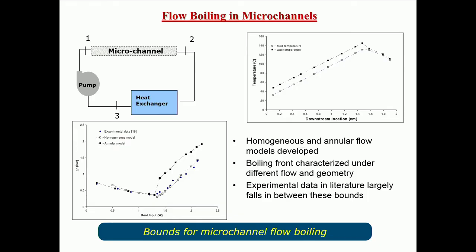So homogeneous is when you have vapor in a liquid, homogeneously dispersed. Annular is when you have an annular film of water and a vapor core. In microchannels, what is it? Do I see such a transition from homogeneous to annular, or is it annular right from the beginning, because the characteristic dimension of the channel is of the same order as that of the vapor bubble diameter. Anyway, we figured out that between homogeneous and annular is where most of the data lie. Okay. So we said, I cannot pinpoint that this is the model, but I can say that these are the ranges or bounds.